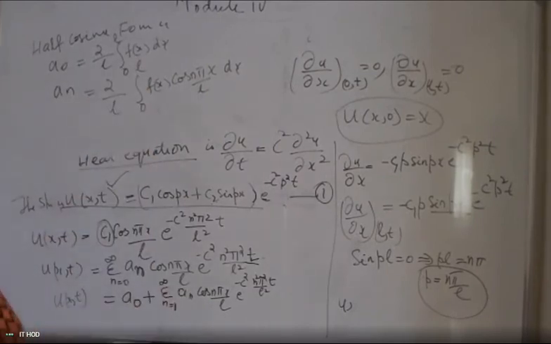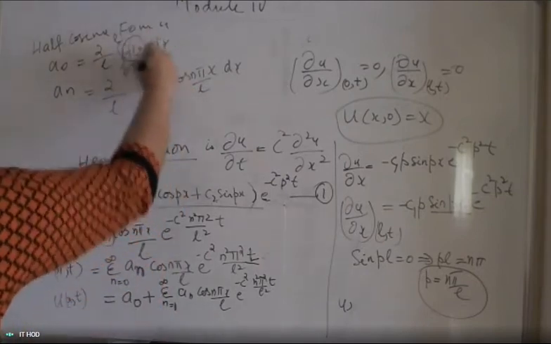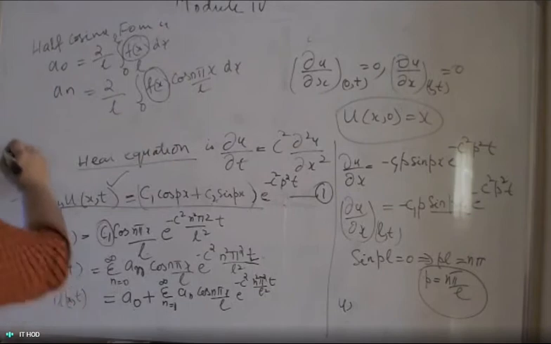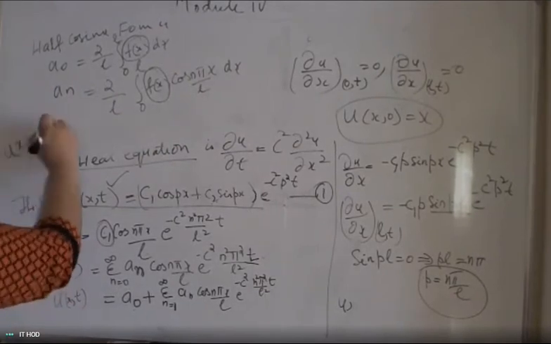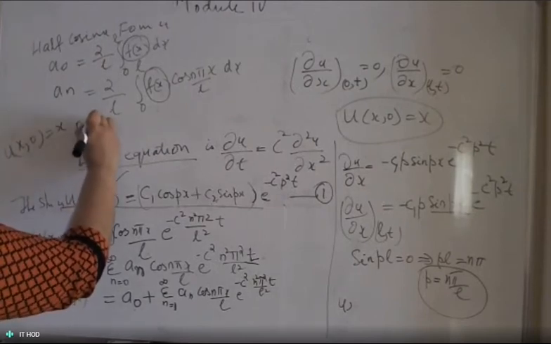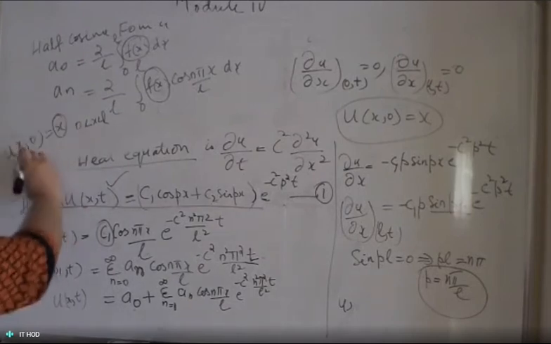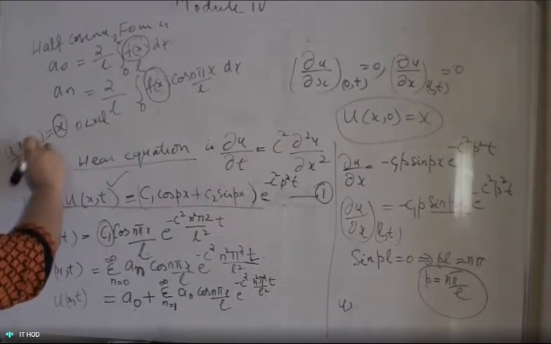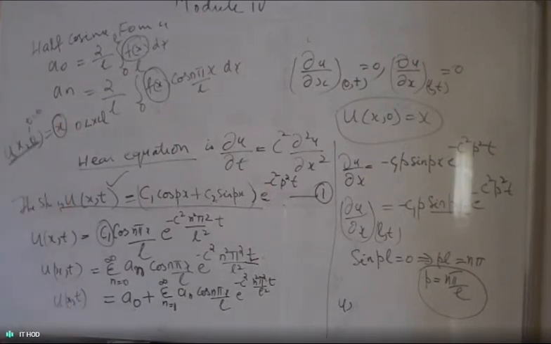For that you need this f of x. Which is our f of x? We already found it as u(x,0) equal to x, for 0 less than x less than L. So in order to use this f of x, this is the condition at t equal to 0.